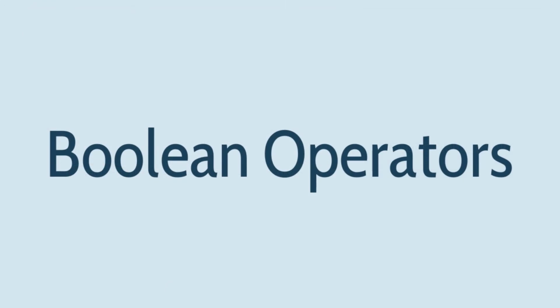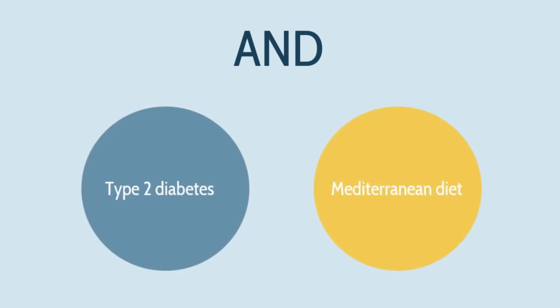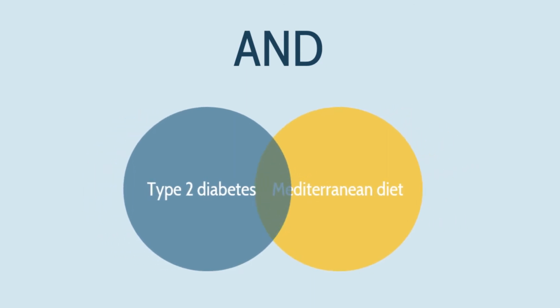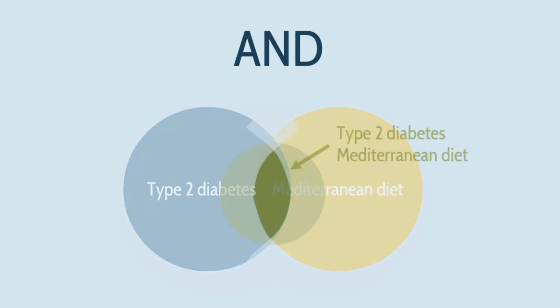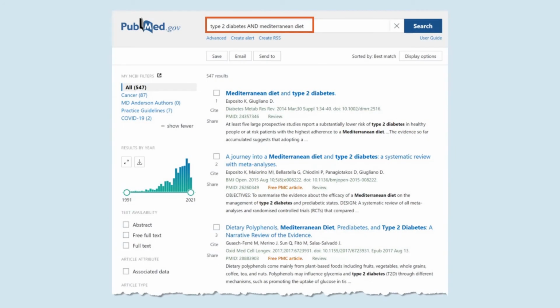Databases use Boolean operators AND, OR, and NOT to connect terms and concepts to create a search string. The Boolean AND is used to join different concepts together, for example, type 2 diabetes AND Mediterranean diet. The Boolean AND tells the database to retrieve only those records that have both terms, which focuses your search and retrieves fewer results. In this example, we're searching for articles that are about both type 2 diabetes and the Mediterranean diet.